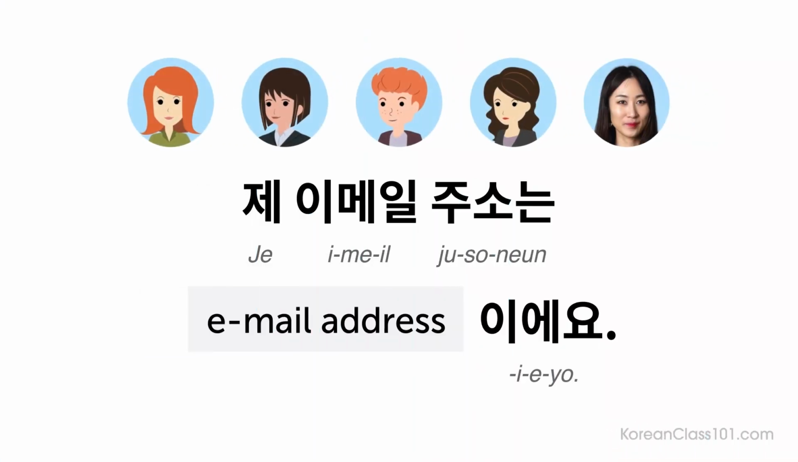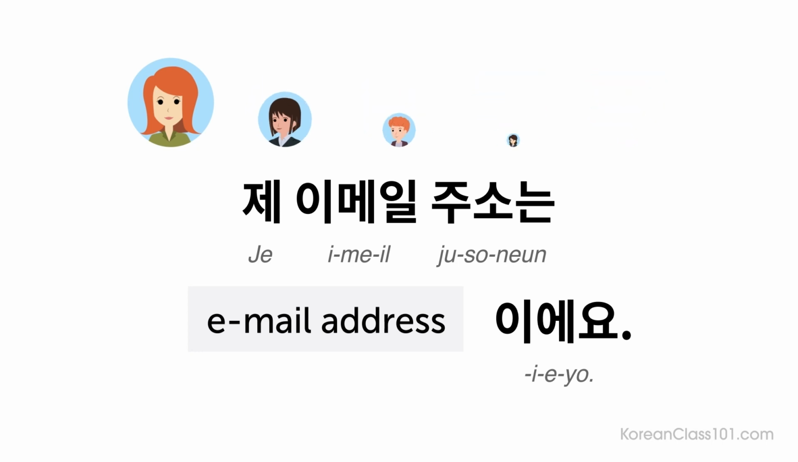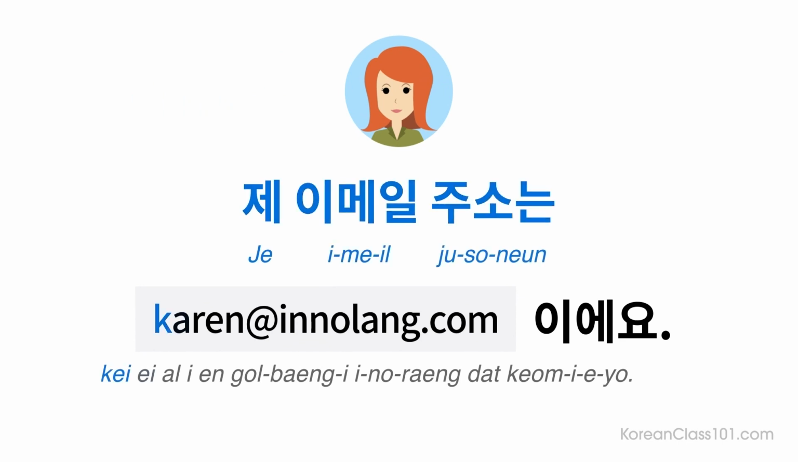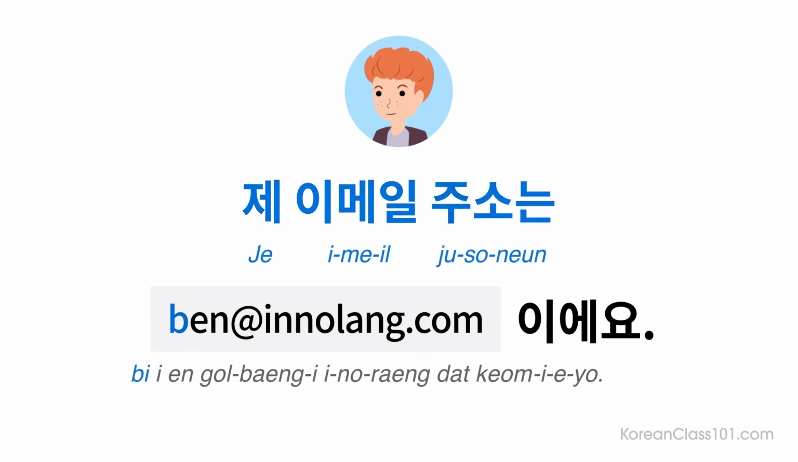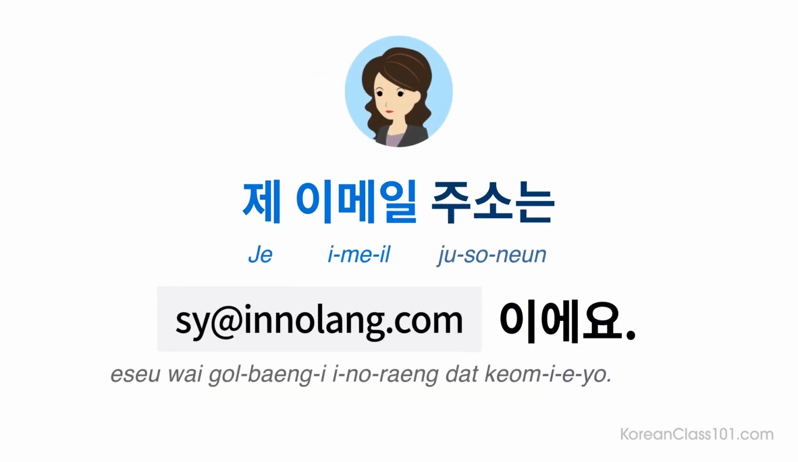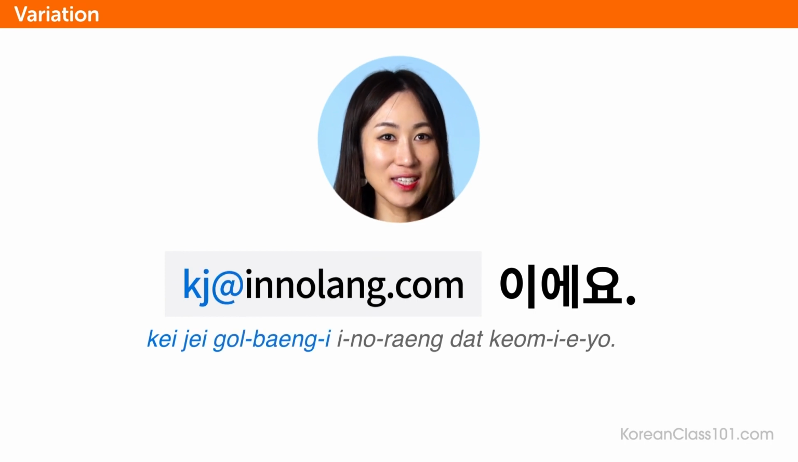Let's look at some more examples. Listen and repeat, or speak along with the native speakers. 제 이메일 주소는 karen_inolang.com이에요. 제 이메일 주소는 jihye@inolang.com이에요. 제 이메일 주소는 ben@inolang.com이에요. 제 이메일 주소는 sy@inolang.com이에요. kj_이노랭.com이에요. Did you notice how I omitted 제 이메일 주소는?